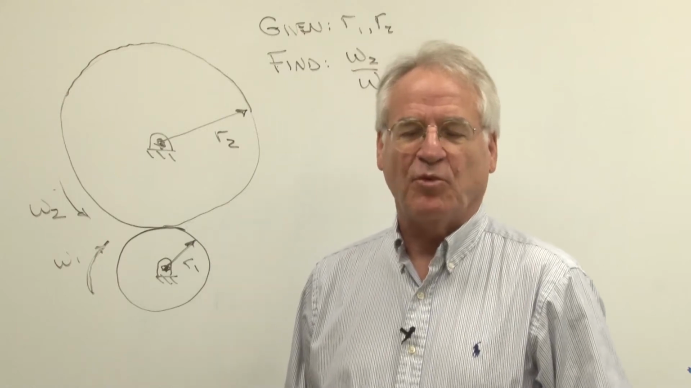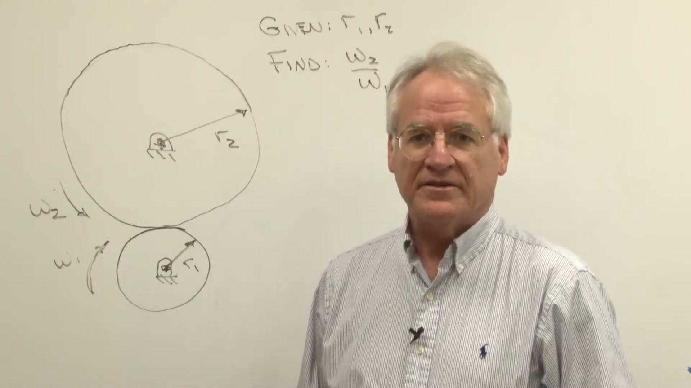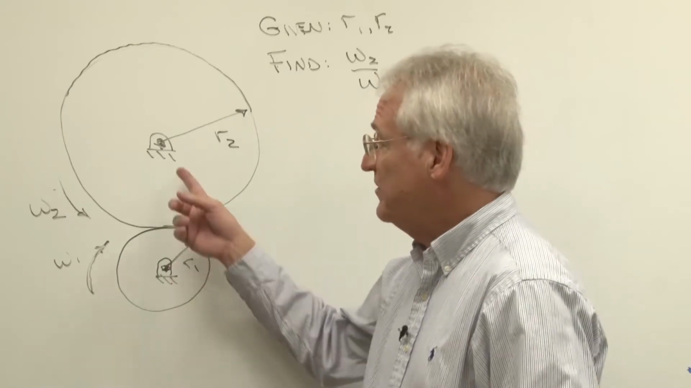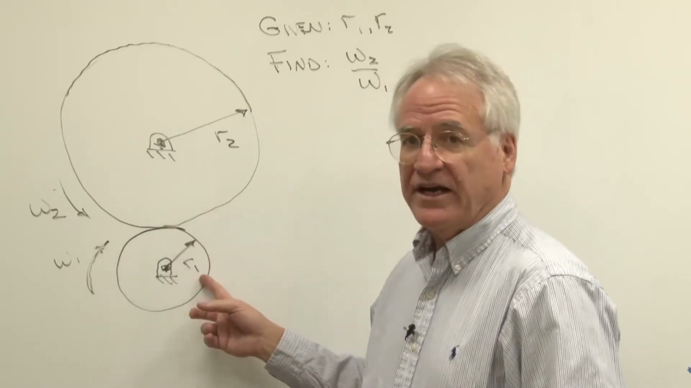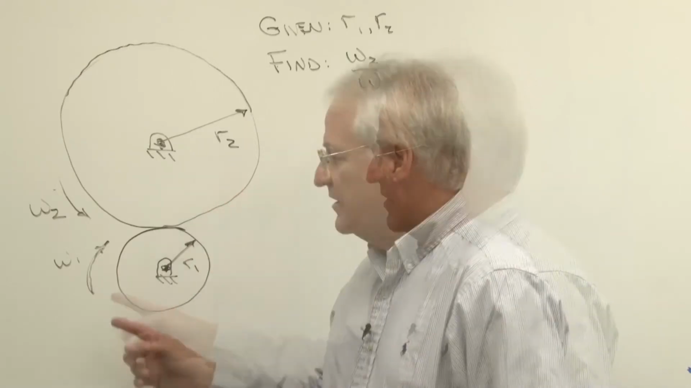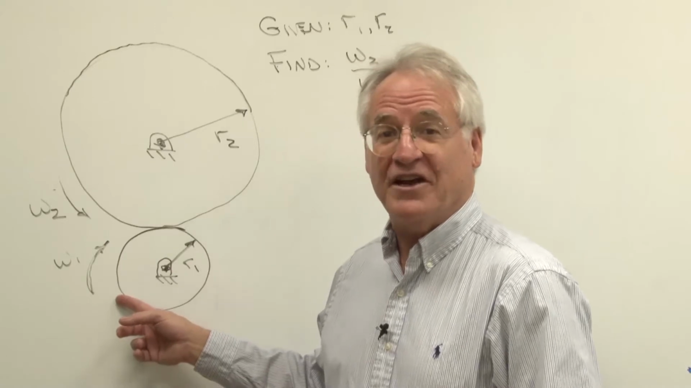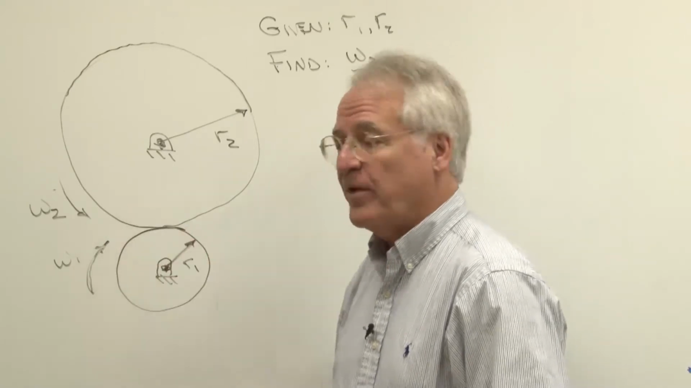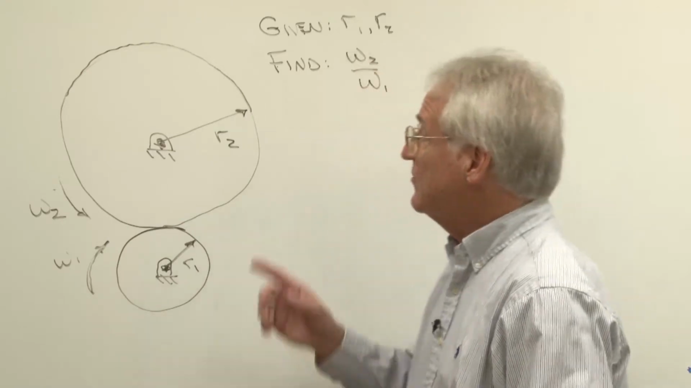Let's work a couple of simple problems involving gears. Here we have two gears, each on fixed pivots, one with radius R1, the other with radius R2. Notice the choice of convention for positive omega 1 and positive omega 2. The problem is very simple.